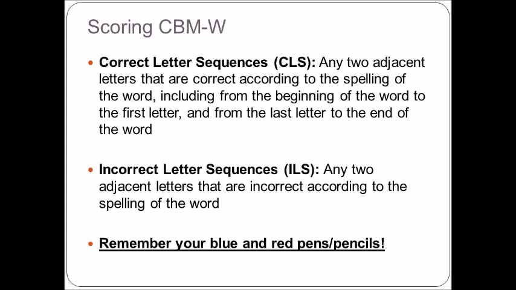Correct letter sequences are any 2 adjacent letters that are correct within the word according to the spelling of the word, including the first and last letters. Incorrect letter sequences are any 2 letter sequences that are not correct according to the correct spelling. Remember, to score word dictation, you need a red and a blue pen or pencil.